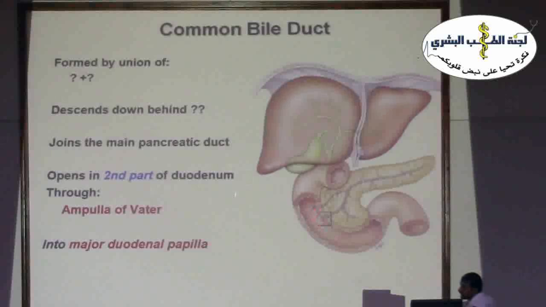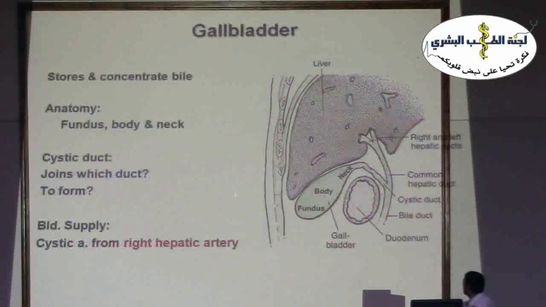So the relation is important here. The common bile duct descends behind the first part of the duodenum and behind the head of the pancreas. Then it penetrates the head of the pancreas to join the main pancreatic duct in the ampulla. Gallbladder is subdivided into three parts. There's a fundus, a body, and a neck.